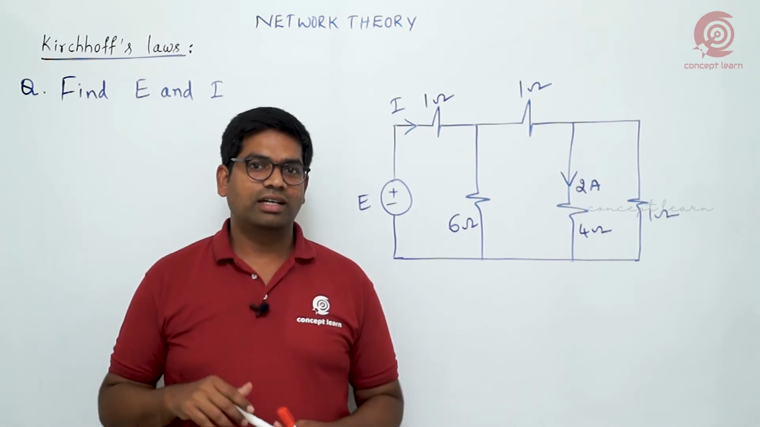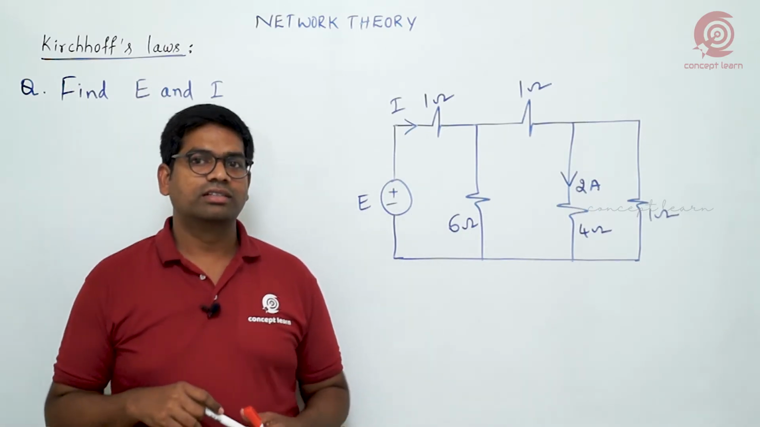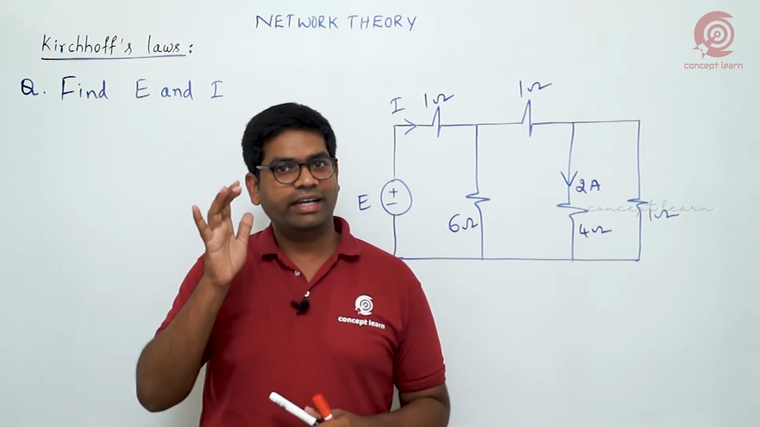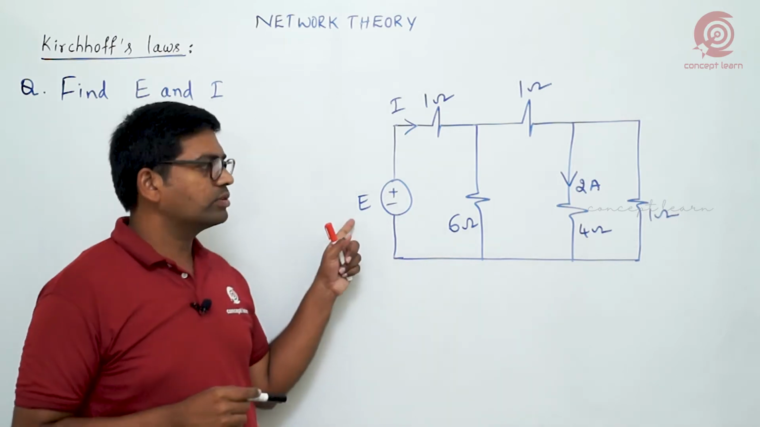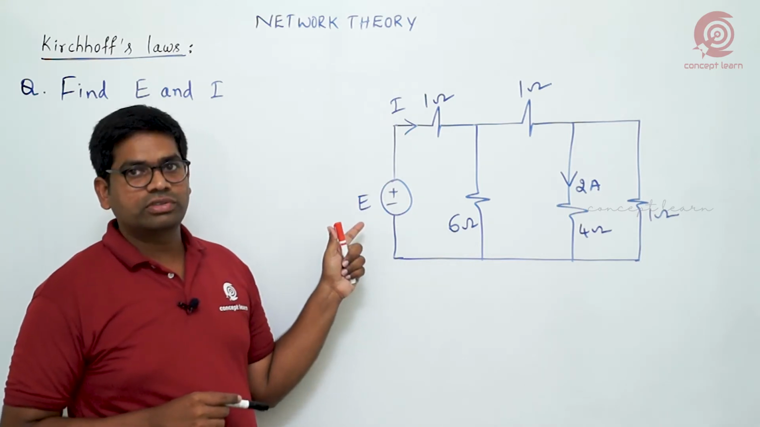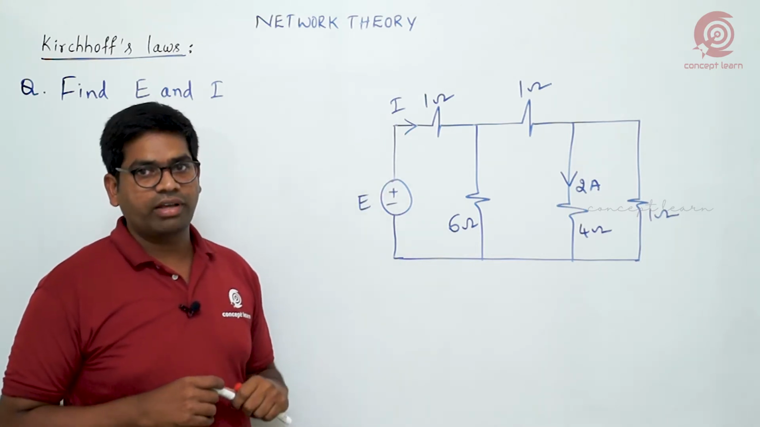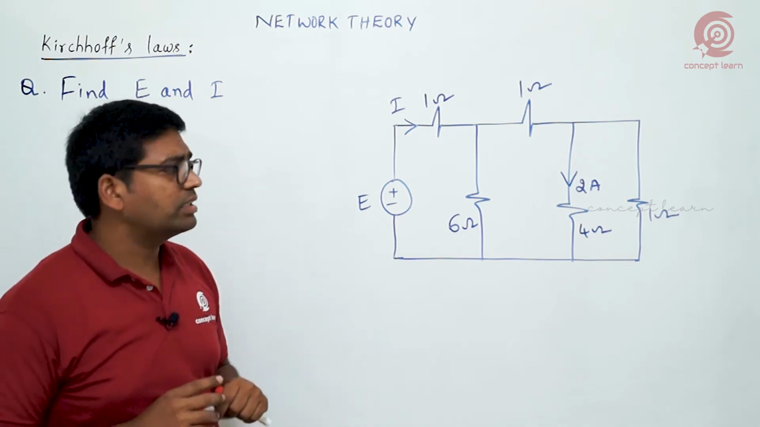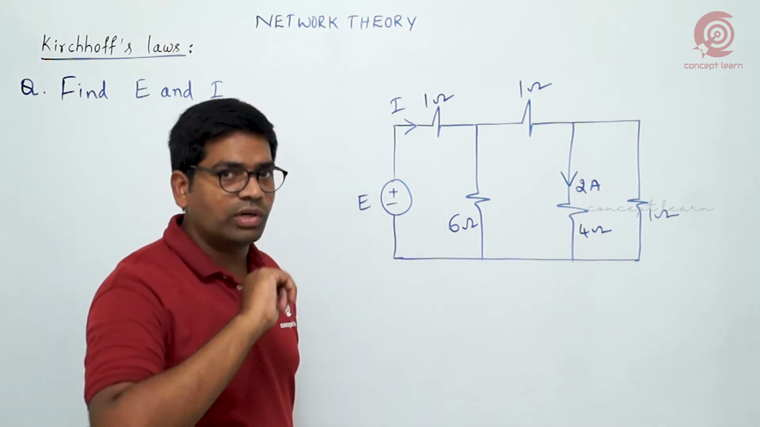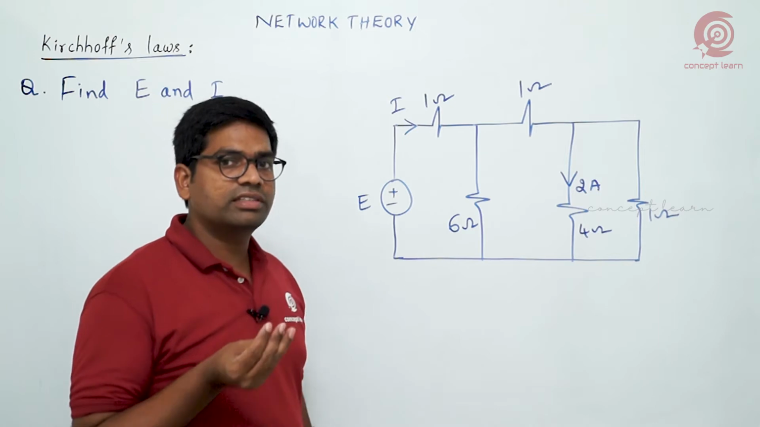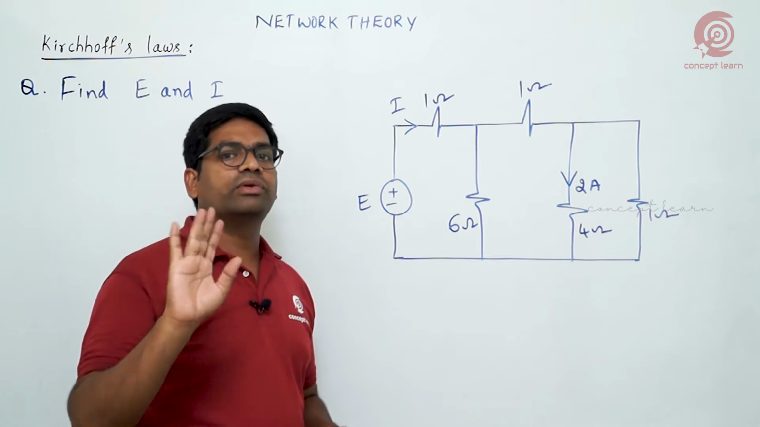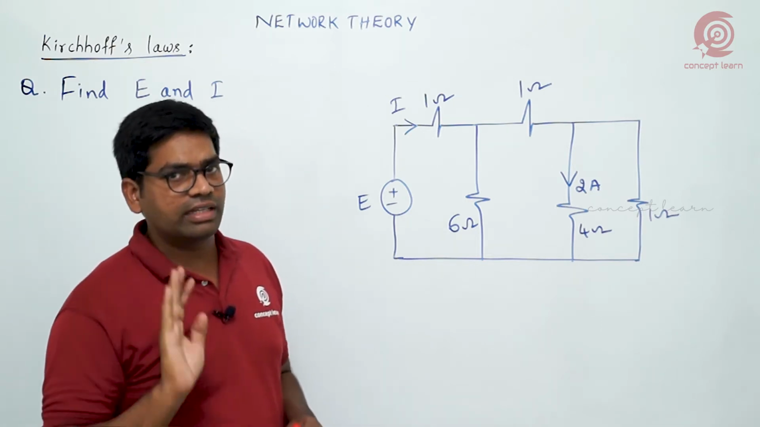Now look at another question on KCL KVL. Here we need to find the values of E as well as I indicated in the circuit. Observe here, E is the unknown source voltage, and I is the current delivered by the source. Both values we need to identify, but what is the given information here? Only one piece of information is given. What is that? The current through the 4 ohm resistance is given as 2 amperes. With that information only we should find these two values. Here we simply write only KCL and KVL. With that only we get the result.